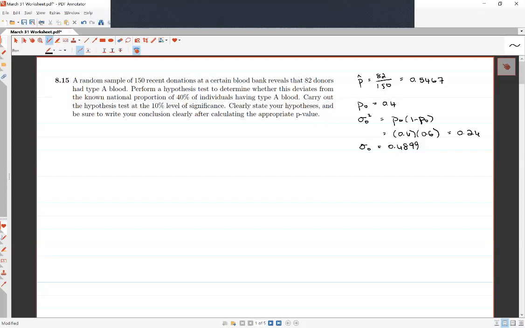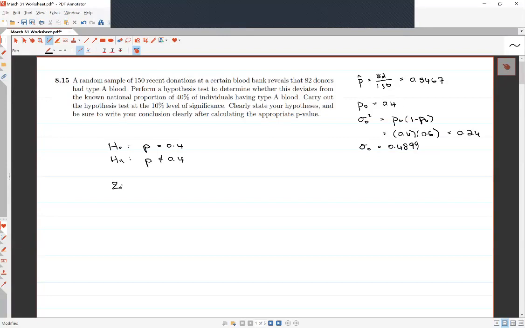Let's look now at doing the hypothesis test. So our null hypothesis is that 40% of individuals in the population are type A, and for the alternative, no specific directional statement is made, nothing about it being more than 40% or less than 40%. So if you don't find any directional information, your alternative will just be a complete negation, in this case, not equal to 40%. So there's our null and our alternative hypothesis.